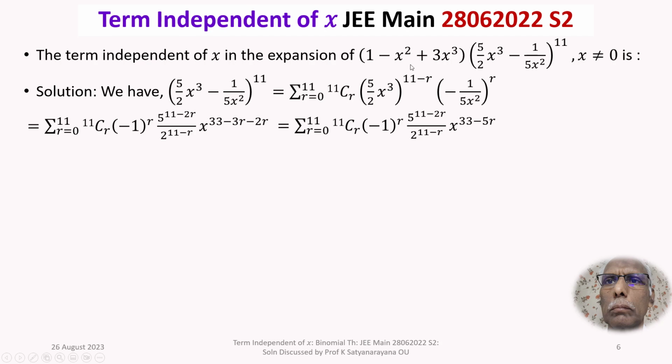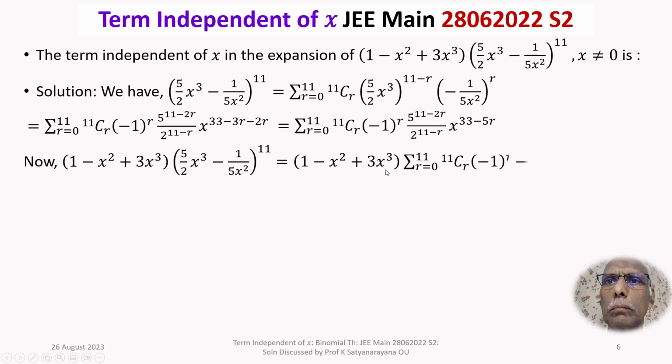Now multiply with 1 - x² + 3x³. So that is equal to (1 - x² + 3x³) into the sum from r = 0 to 11 of 11Cr into (-1) to the power of r into 5 to the power of 11 - 2r divided by 2 to the power of 11 - r, into x to the power of 33 - 5r. Multiply. First we do 1 multiplied by the expansion. That is as it is.